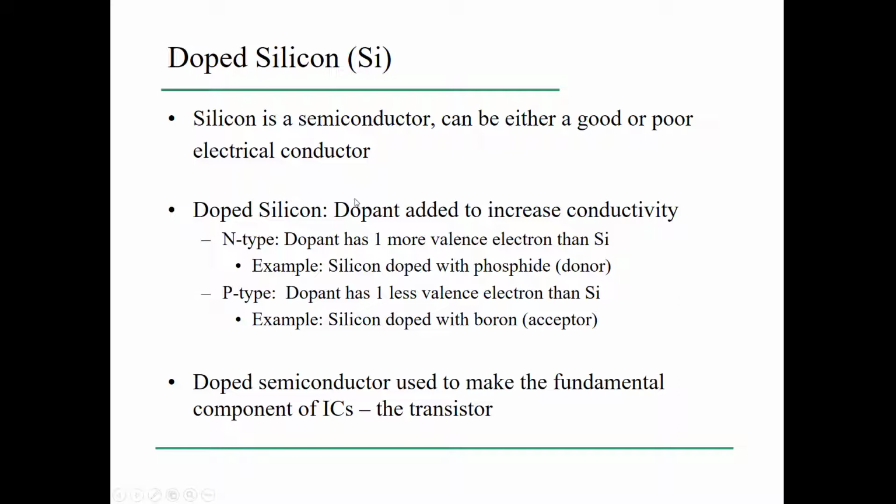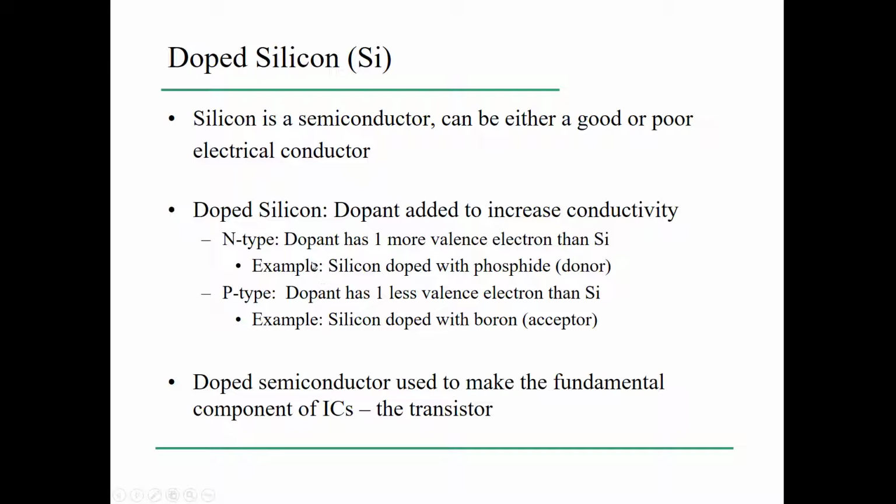Now, to increase the conductivity of semiconductors, there's this process known as doping, which is adding another substance to the semiconductor called an impurity, where either that impurity has one more valence electron than what the semiconductor has, in this case one more valence electron than what silicon has, or adding an impurity, a material that has one less valence electron than what the semiconductor has.